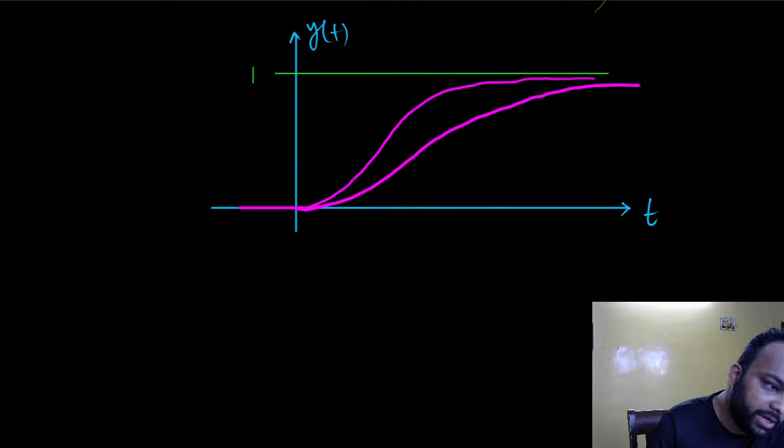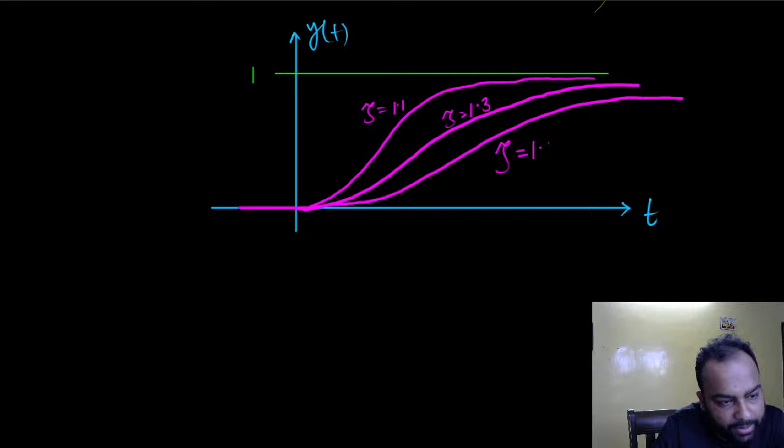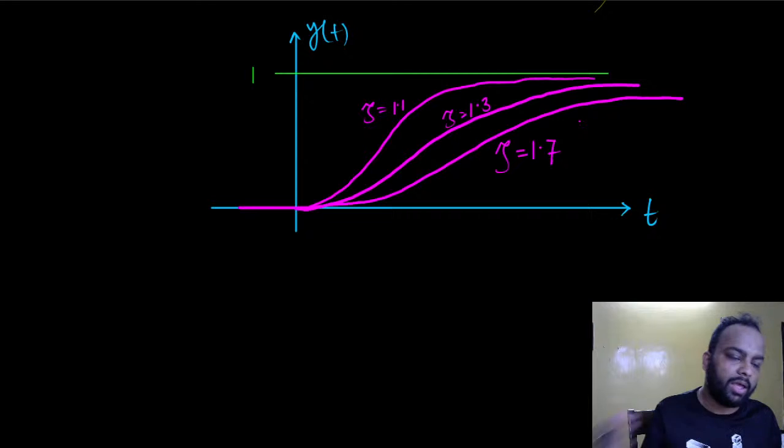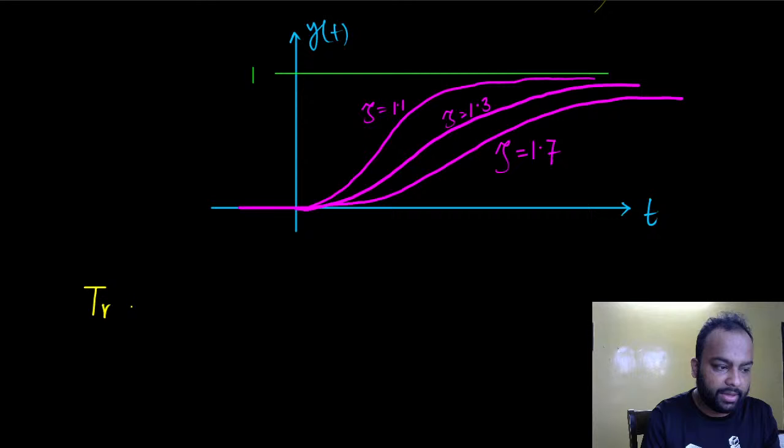And if the zeta value increases even further, the response will be even more sluggish. Say this is, for example, zeta equal to 1.1, then this is for zeta equal to 1.3 or something like that, and this is for zeta equal to 1.7 or something like that. So the response becomes sluggish. And again the characteristics are the same. We have rise time defined the same way as for a critically damped system.